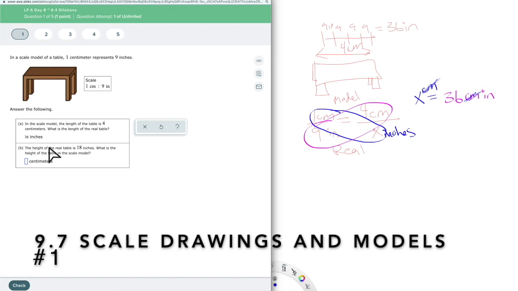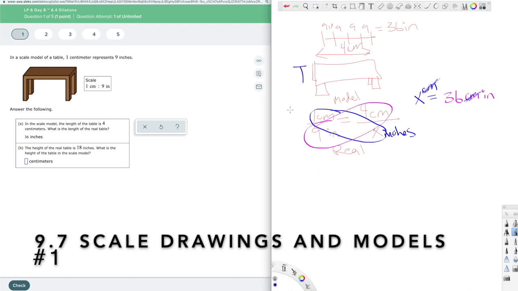So down here it says the height of the real table is 18 inches. So now we have the height of the real table. And this is going to be a very bad drawing. It should be to this edge here, not to that other edge, because that's more of a width. So I'll go like this. The height of the table is 18 inches. This is the real one.